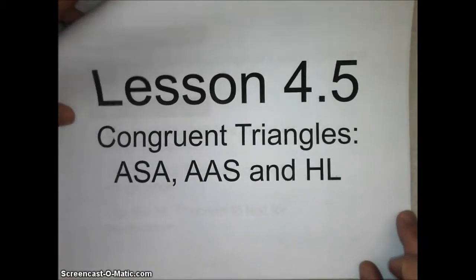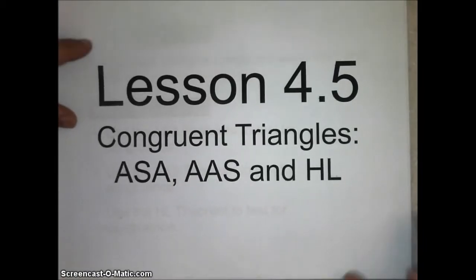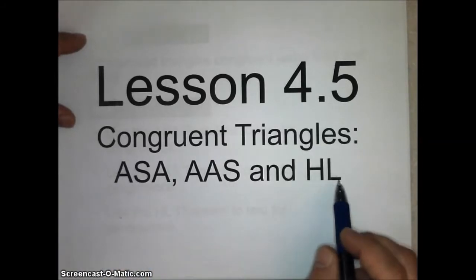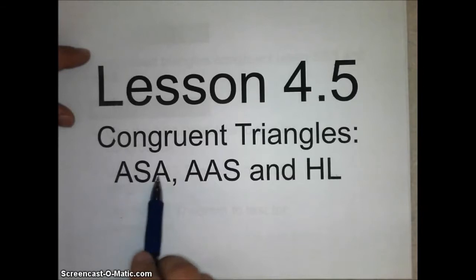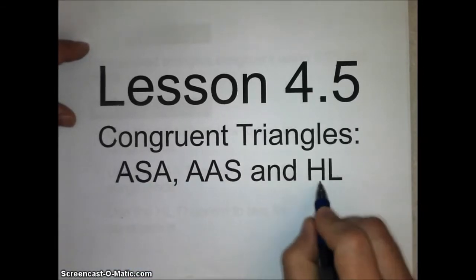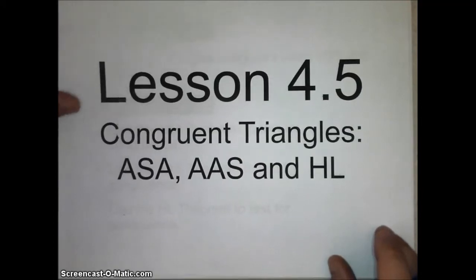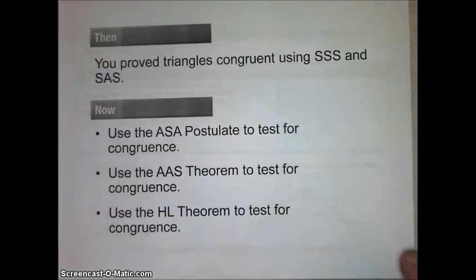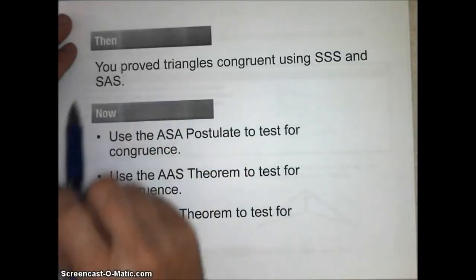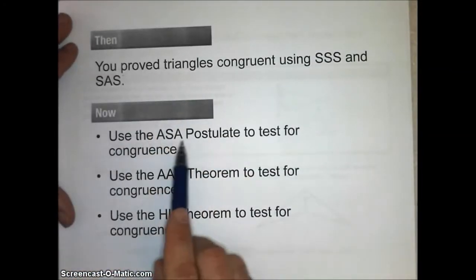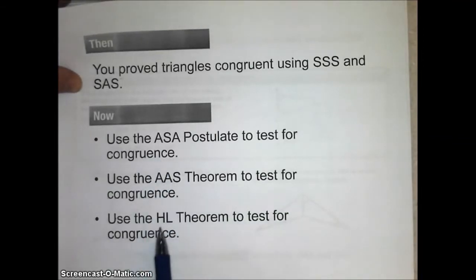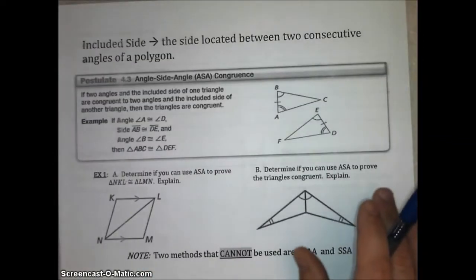Hello and welcome to Lesson 4.5 over congruent triangles, specifically ASA, AAS, and HL. We're going to talk about the angle-side-angle theorem, the angle-angle-side theorem, and what we call the hypotenuse-leg theorem for proving triangles are congruent in this lesson. Previously, we used the side-side-side and side-angle-side postulates to prove that triangles were congruent. Now we're going to learn about three more: angle-side-angle, angle-angle-side, and hypotenuse-leg.